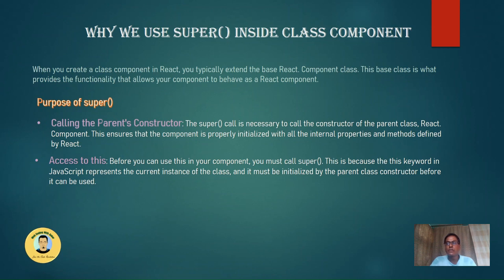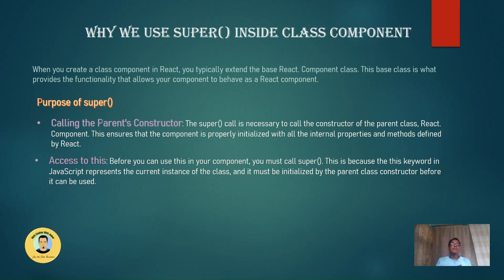The super constructor call is necessary to call the constructor of the parent class, that is React.Component. This ensures that the component is properly initialized with all the internal properties and methods defined by React. The second part is access to this. Before you can use this in your component, you must call super. This is because the this keyword in JavaScript represents the current instance of the class, and it must be initialized by the parent class constructor before it can be used.